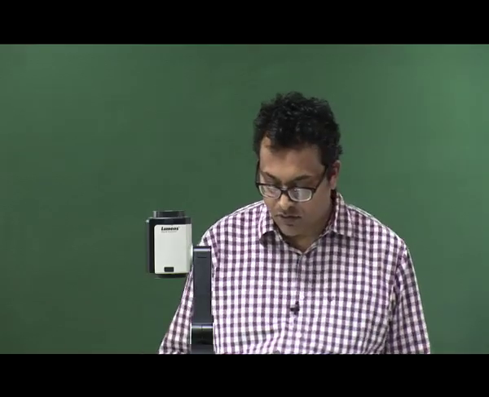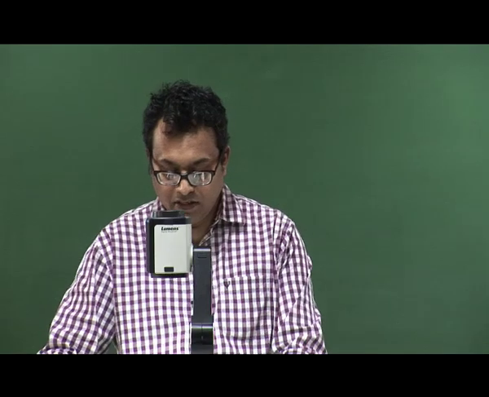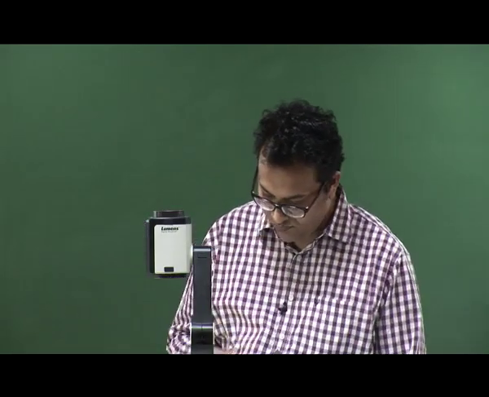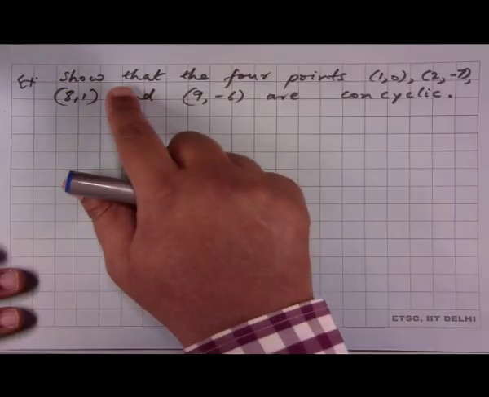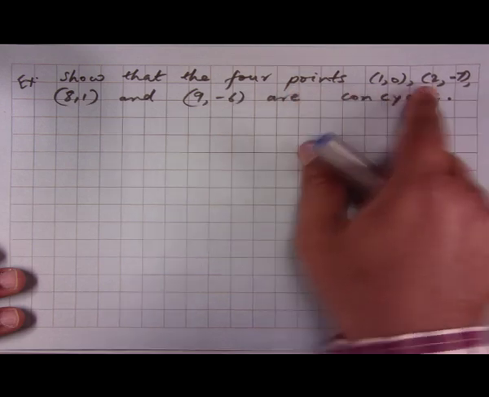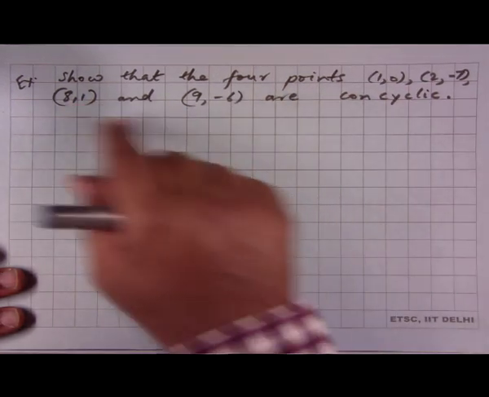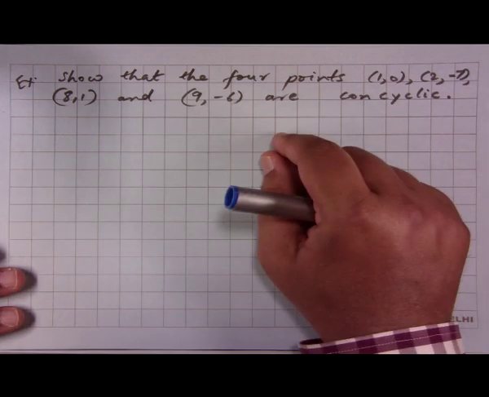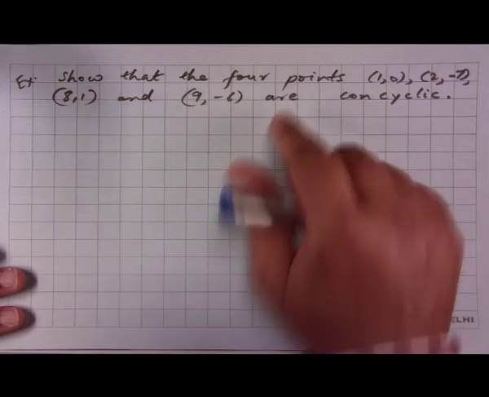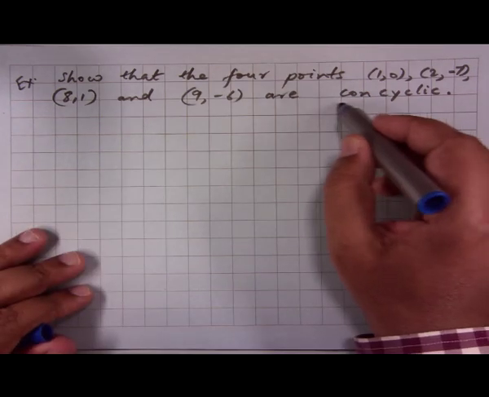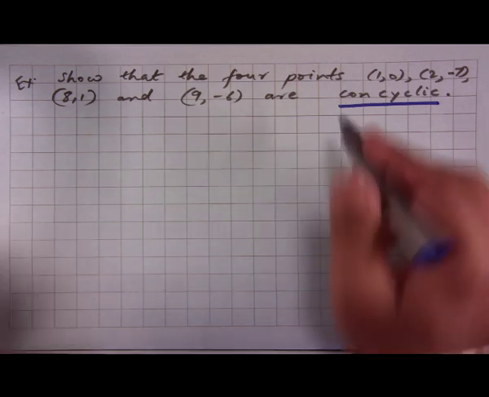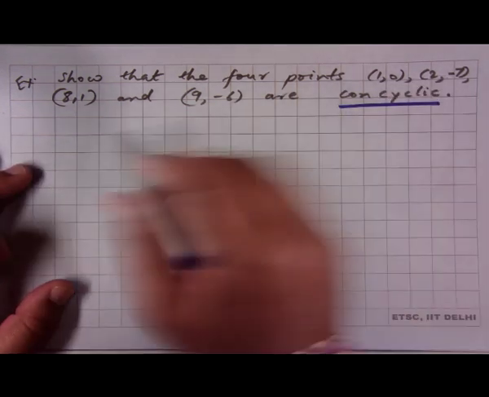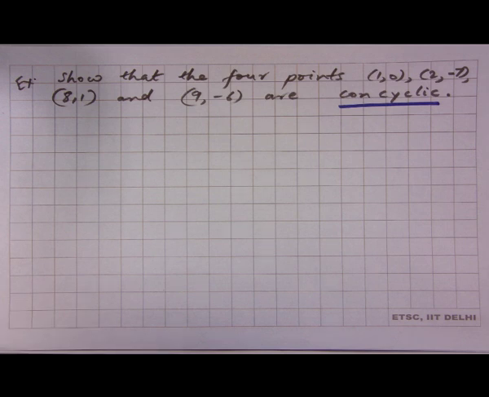We will take up a short example to illustrate this procedure. So, in this example we are given 4 points, and we are asked to show that they are concyclic. Concyclic means that all these 4 points lie on the same circle.